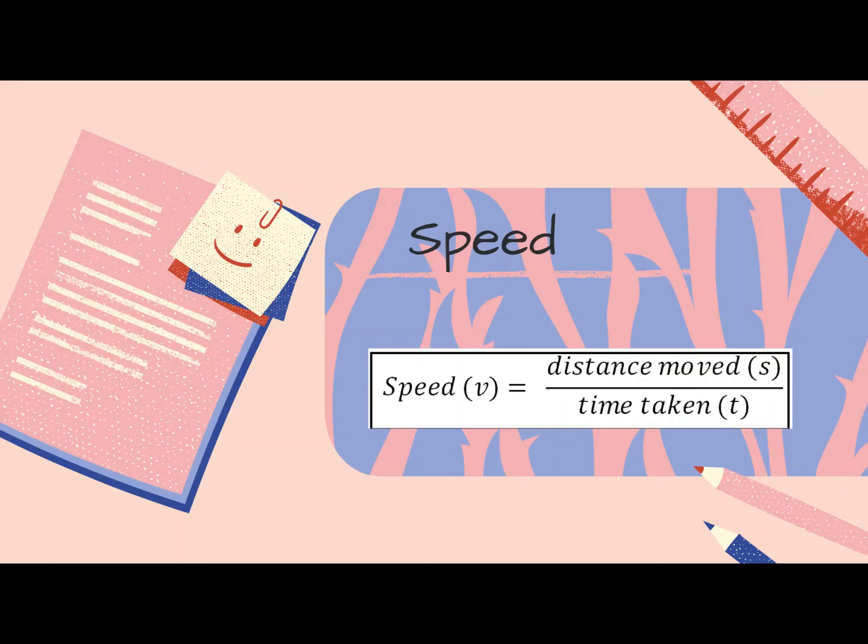First, I will explain speed. Speed is the distance traveled in unit time. It is a scalar quantity. We can measure speed using a speedometer. The standard unit is meter per second, but it can also be expressed as kilometer per hour. This is the formula for speed. Speed, or V, equals distance moved, or S, over time taken, or T.